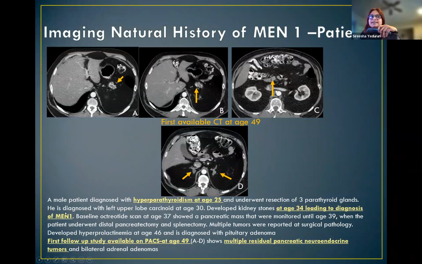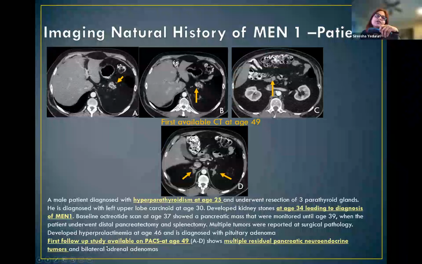He got genetic testing. A baseline octreotide scan at age 37 showed a pancreatic mass that was monitored until age 39, when he underwent distal pancreatectomy and splenectomy. At surgical pathology, there were multiple tumors. The patient developed hyperprolactinemia at age 46 and was diagnosed with a pituitary adenoma. And all this happened before the patient presented to our hospital.